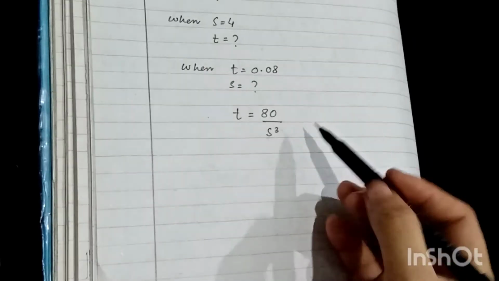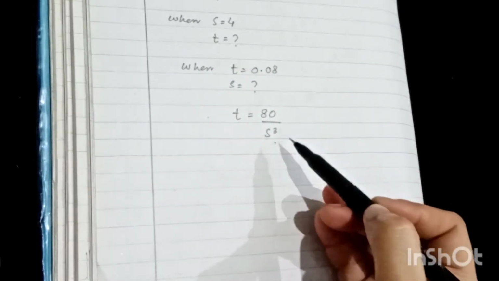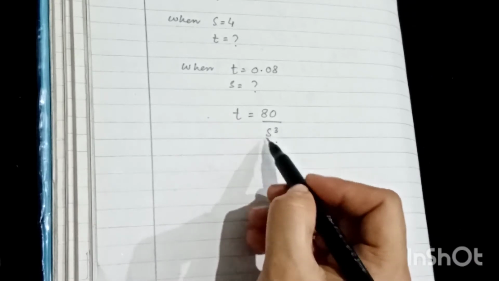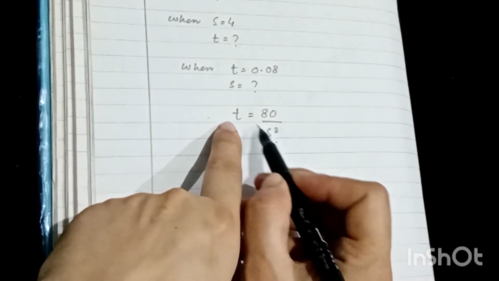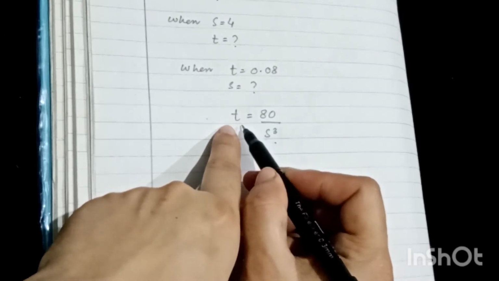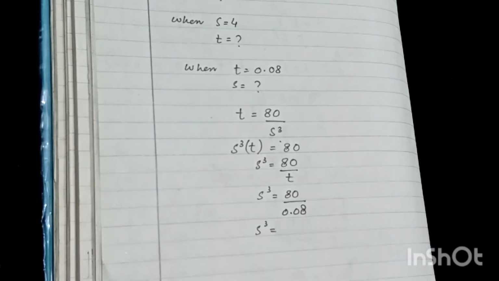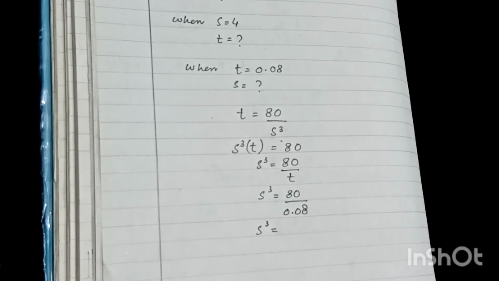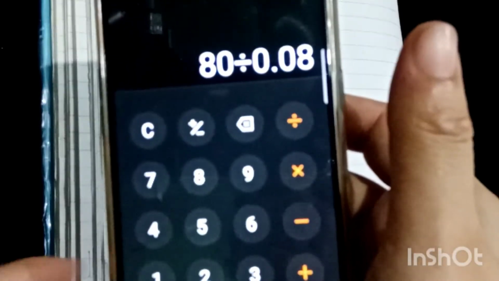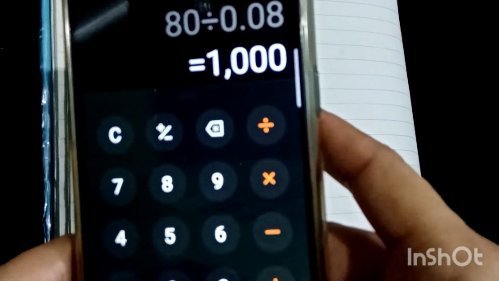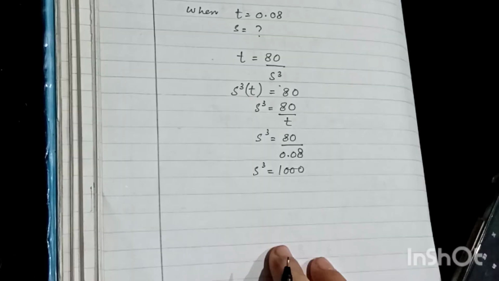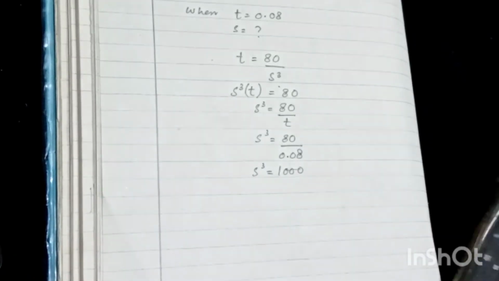Okay. By using this equation, t equals to 80 upon s cube, this time I have to find out s cube here. By cross multiplication we get t s cube equals to 80. Then we move t to the other side of the equals sign, and we get s cube equals to 80 divided by t. By putting the value of t here, we get s cube equals to 80 divided by 0.08. Now I am going to use a calculator for calculating the value of s cube here. 80 divided by 0.08 equals to 1000. So we have s cube equals to 1000.